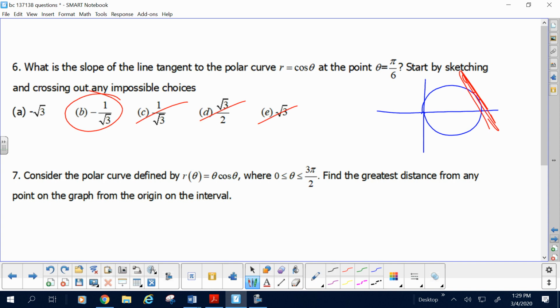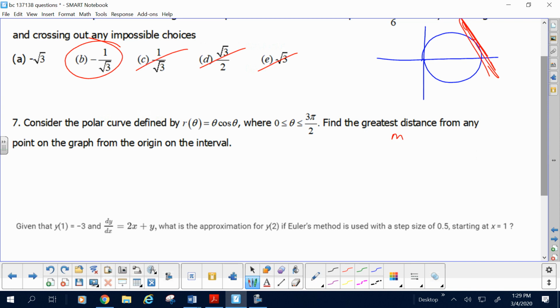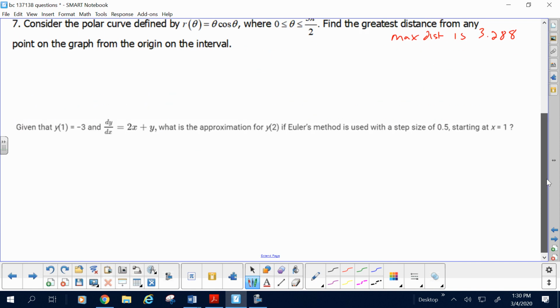Okay, 7. I have the max distance is 3.288. Do you agree with that? The other class definitely did not follow that. Any questions on that? Are we good? Okay. And last but not least, I have negative 15 fourths for that. Obviously lots of work. All right. Anything you'd like to talk over before we move on?